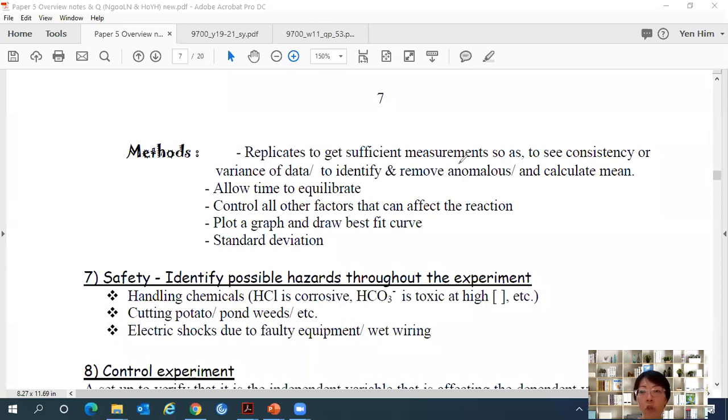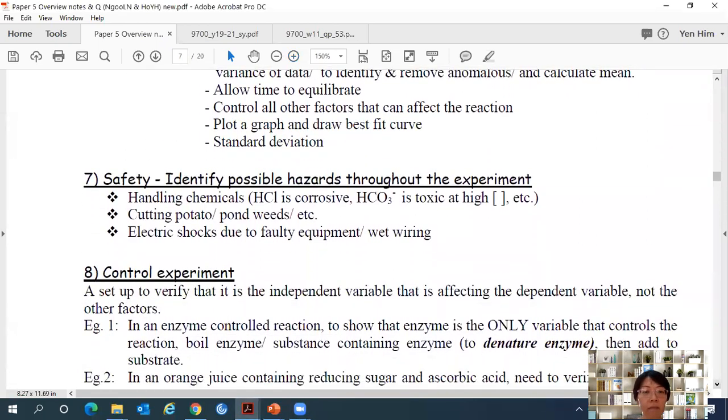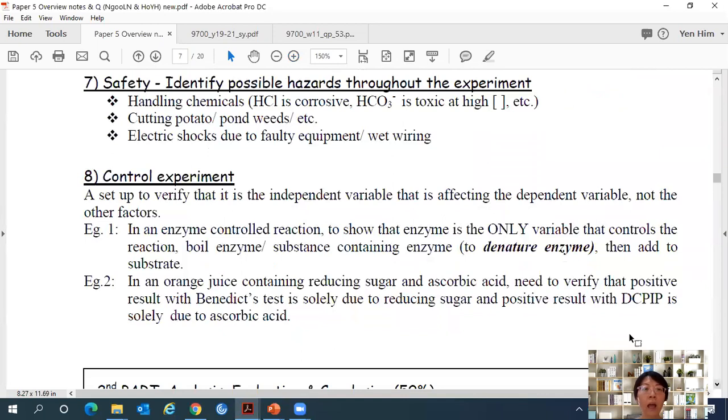the last one is control experiment. Okay, control experiment. I've already mentioned it to you in AS, so I will go through again one time as a revision. Control experiment is an experiment that you conduct in order to find out whether it is the independent variable that you have guessed in your mind that causes the result, that affects the result and nothing else. Okay, what do you mean by that?